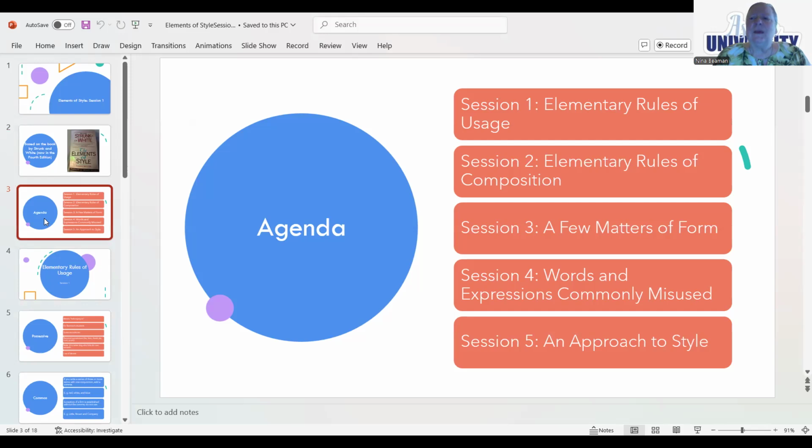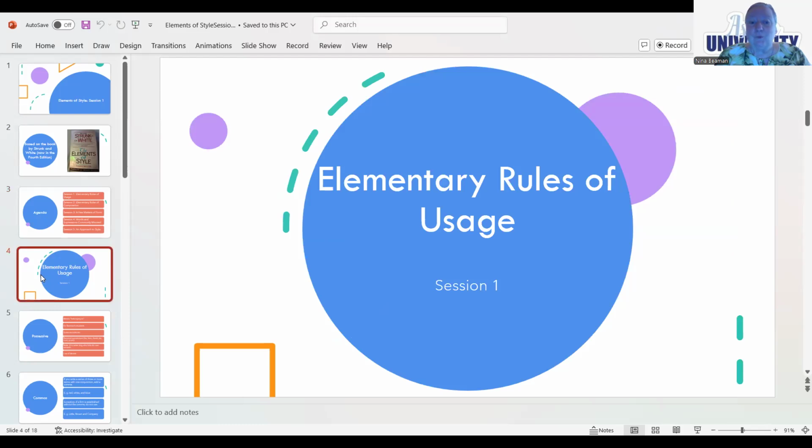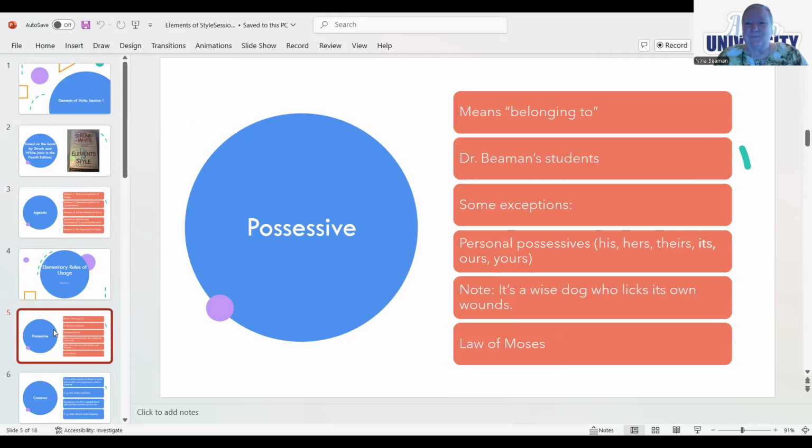Now, why? Why is because you have great ideas. You are a scholar, but if you don't communicate it in a way that looks scholarly, that is in good, correct English, people are not even going to be able to see your words because they're going to be looking at your mistakes. So let's clean up the mistakes so people can see your great ideas. So let's launch into elementary rules of usage, which was the first chapter and will be the first session.